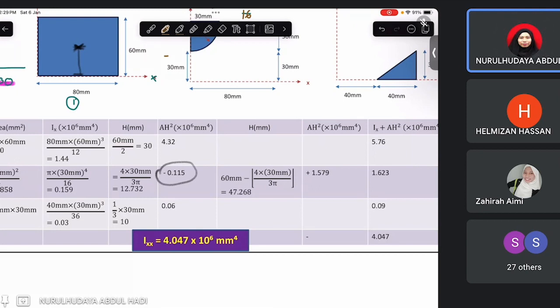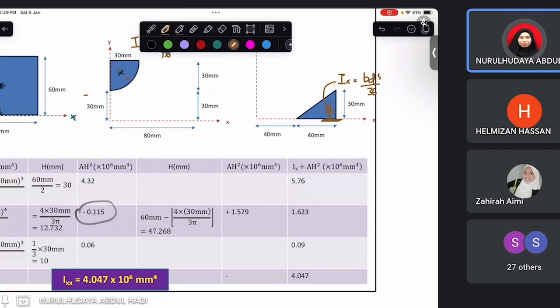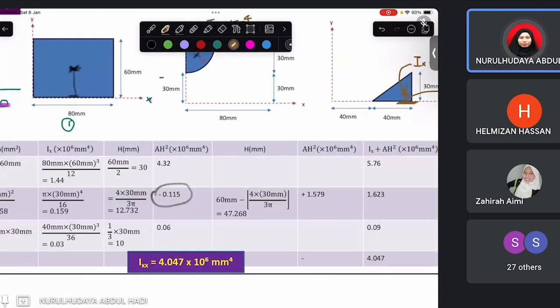Okay. Next, we need to find the value of H. So, does it have H or not? Yes, because earlier Ix is BD cube divided with 36 at the centroid. This is at the centroid. So, now we want to reach the x-axis. Okay, so we need to find this H, to transfer to the x-axis. I think I already explained previously. This one, how much? It must be 1/3 multiplied by H, its distance to the x-axis. So, 1/3 times 30. You get this. Okay.